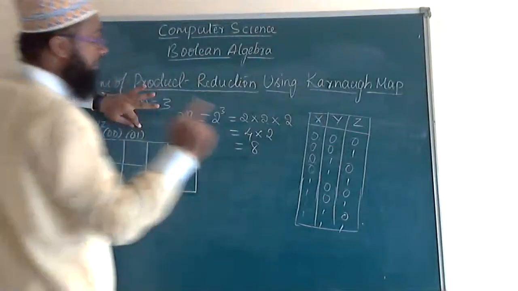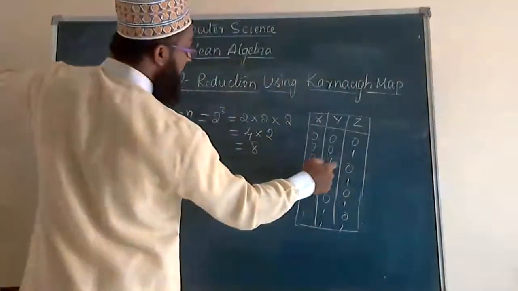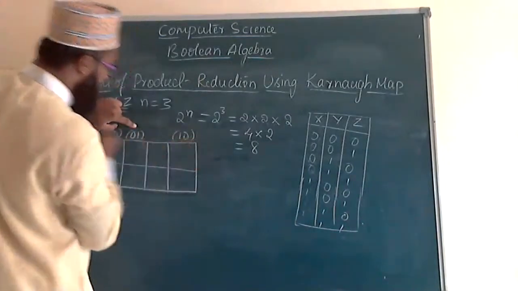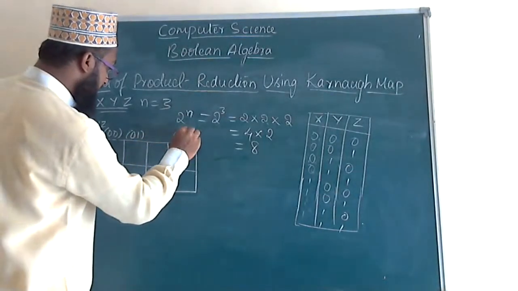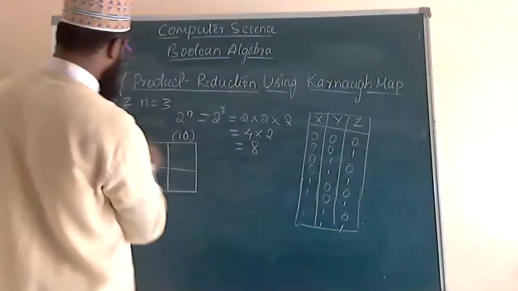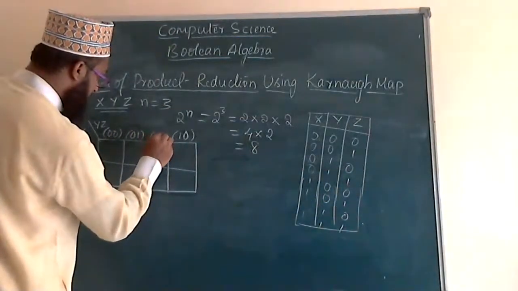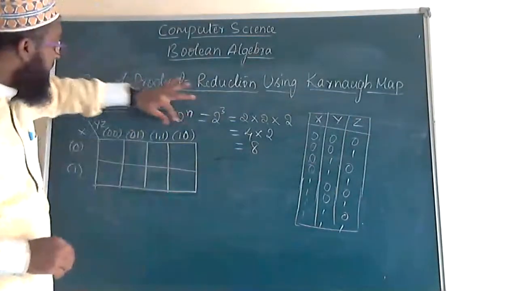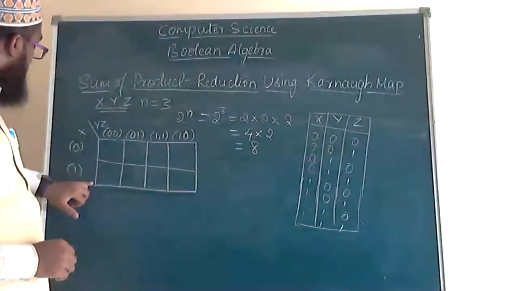mention the name clearly. 0 0 finished, 0 1 finished, then 1 0 is there. No need to write here, write this 1 0 in this place. This is the rule of Karnaugh map for 8 squares Karnaugh map. Okay, 0 0, 0 1, 1 0. Now 1 1 is there, write down 1 1 this side. Like this, we have to name the squares of an 8 squares Karnaugh map.